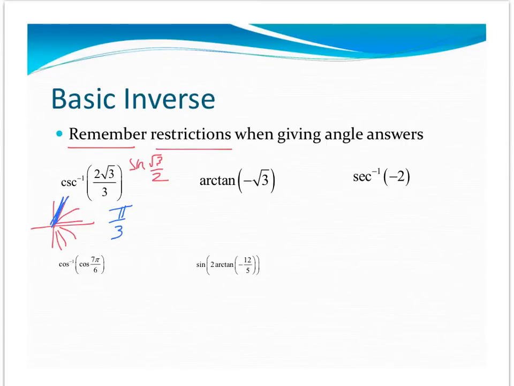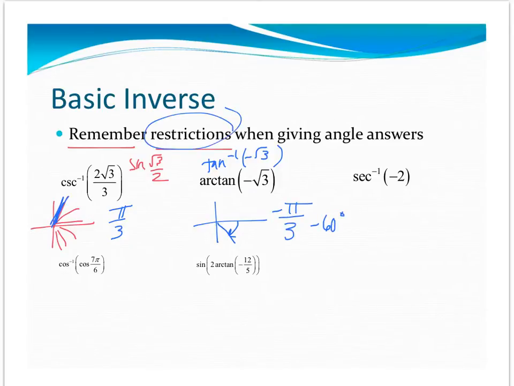This next one, arctan, that's the same as saying tan inverse of negative root 3, and tangent has the same restrictions as cosecant. Tangent is negative down here in quadrant 4. Again, we can't give this answer as 5 pi thirds. We have to give it as negative pi thirds or negative 60 degrees because we are following those restrictions. Secant, for this you want to think of cosine. When does cosine equal -1/2? And that's going to happen at 2 pi thirds.